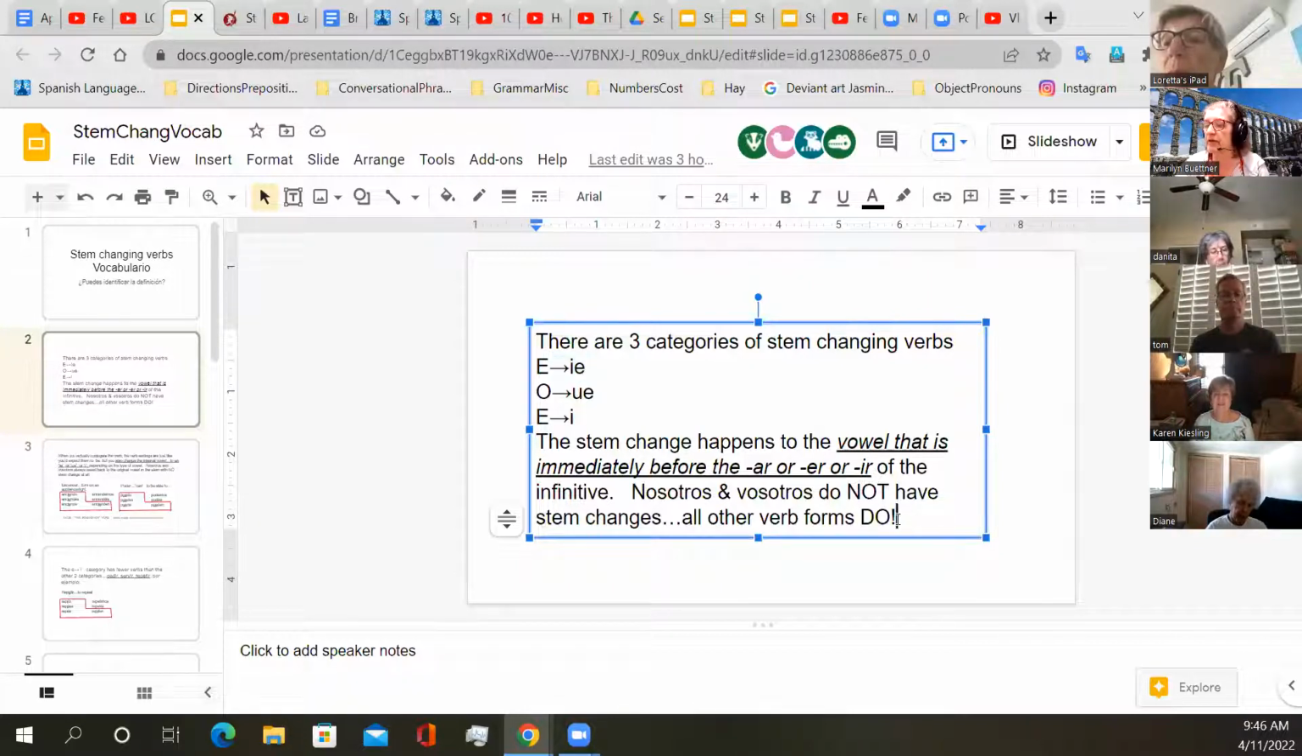And here's the other thing you need to know. Nosotros reverts back to the original vowel and does not do a stem change. Nosotros and vosotros, but you guys are not using vosotros because in Latin America they don't use that, but in Spain they do. Practically speaking for you, the nosotros form does not get the stem change. It goes back to whatever the original vowel is in the infinitive.